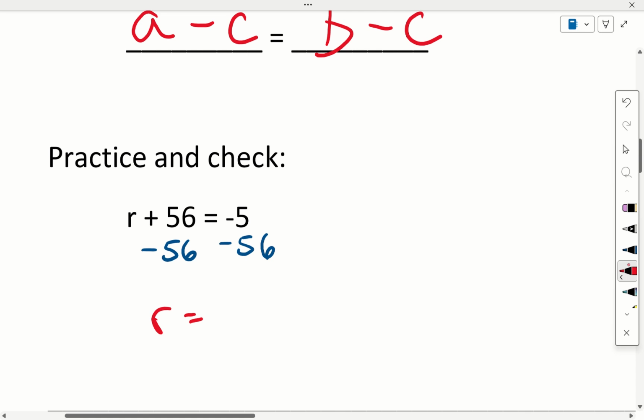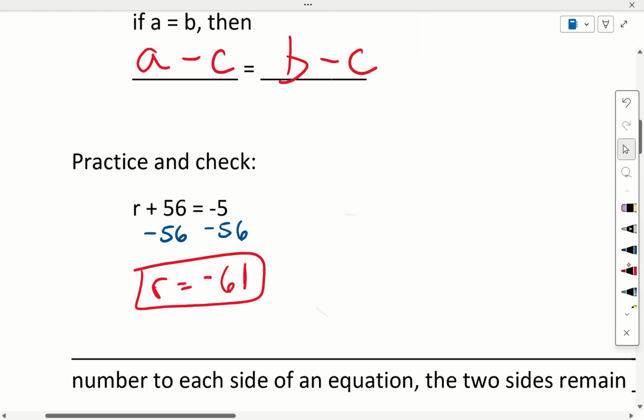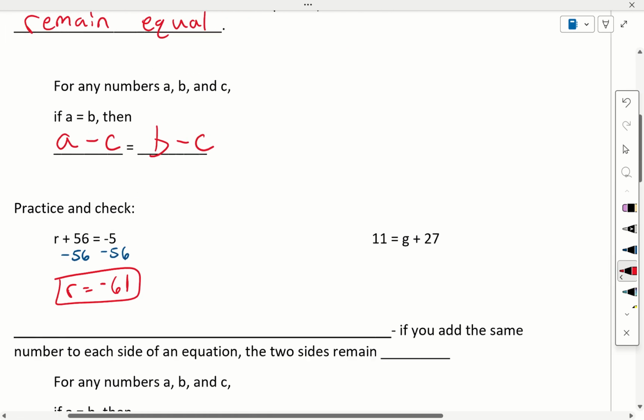r is equal to -5 minus 56. We just had a test on this. It's -61. So you didn't know how to do that, like, I don't know, 2-3 weeks ago, but now you do. Let's try another one.